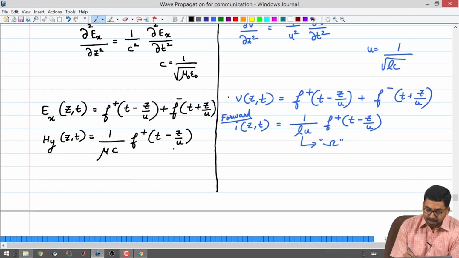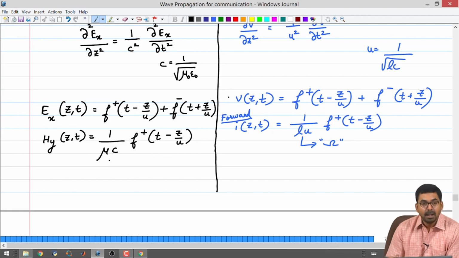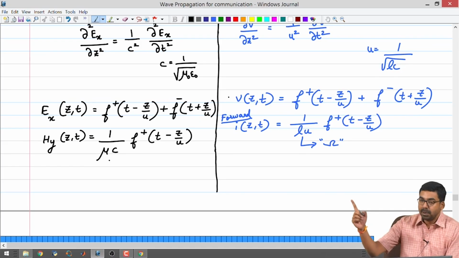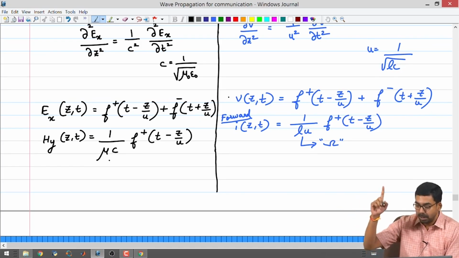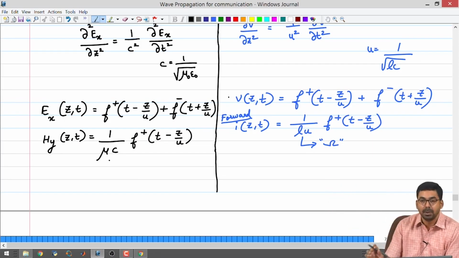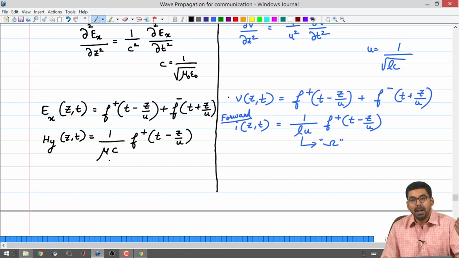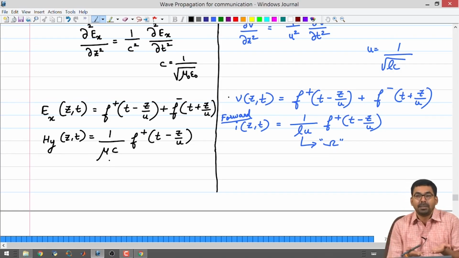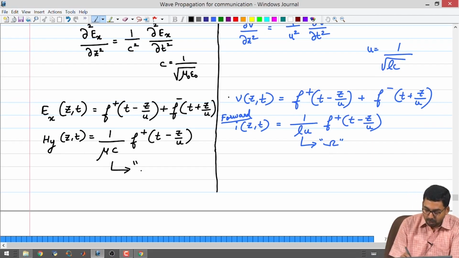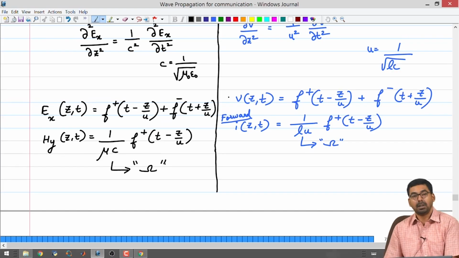Which means that mu c in this case has to have the unit of ohms. On the right hand side, your current was 1 by Lu times voltage. You said that Lu has the unit of ohms, and you divided current by distance to get the magnetic field in ampere per meter. In the same way you have divided voltage by distance, so you got voltage per meter, which means that the unit of the in-between quantity remains the same. This also has the unit of ohms. So this means that we are bringing in similar concepts.